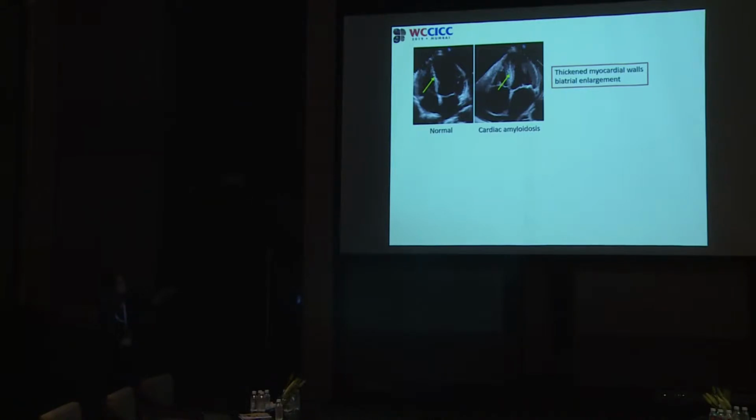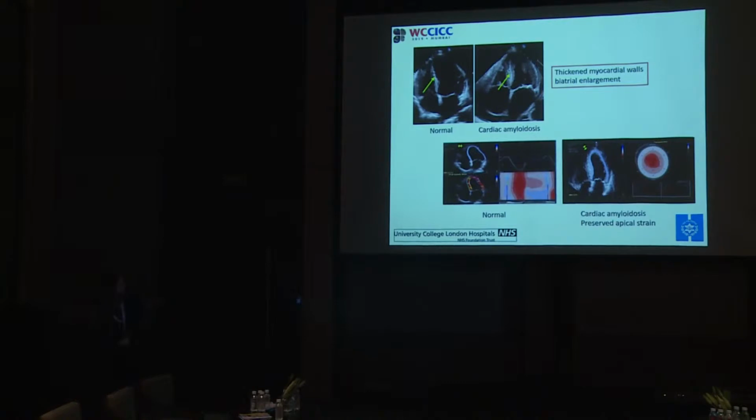And here you can see a case of normal and a case of cardiac amyloidosis with thickened myocardial walls and enlargement of both atria. And here is a case of normal strain, whereas in cardiac amyloidosis, you can see that the apical strain is preserved, and that's very characteristic.